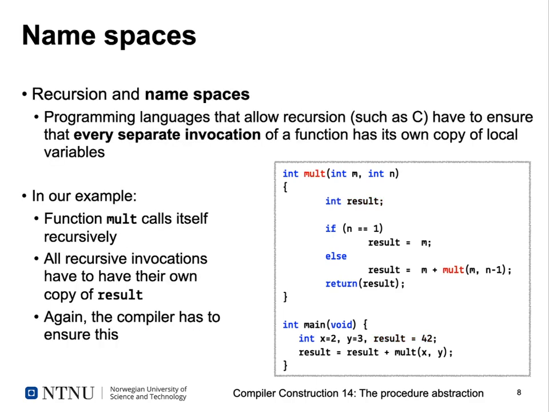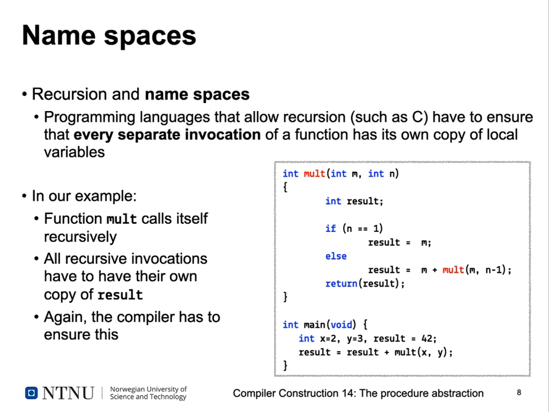Now, what happens with recursion in namespaces? As we've seen, a function is able to call itself. So the mult function here can call itself with different parameters. For programming languages that allow recursion, such as C, we have to ensure that every separate invocation of a function has its own copy of local variables.